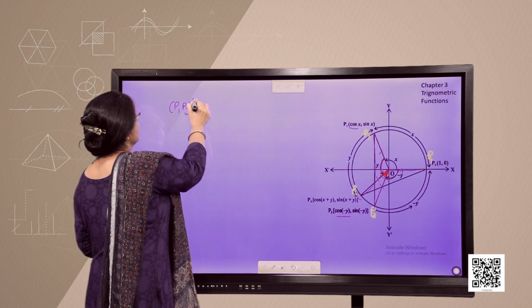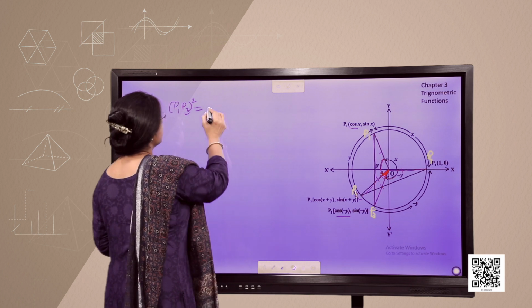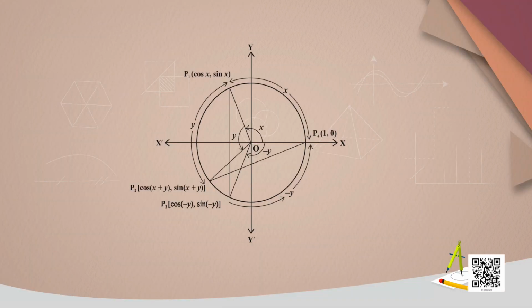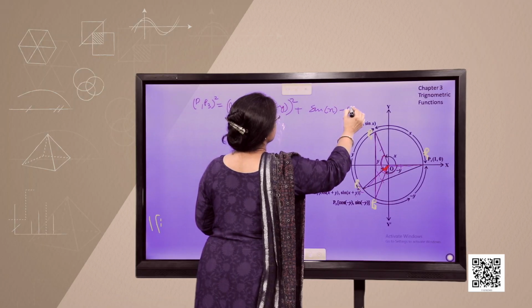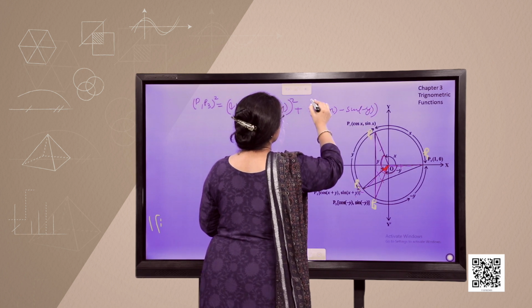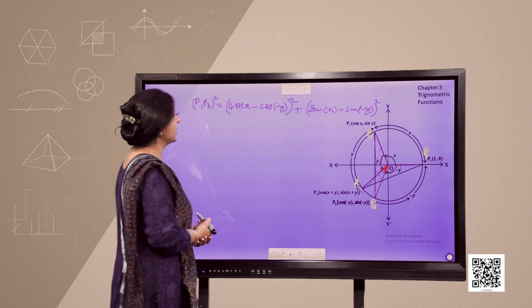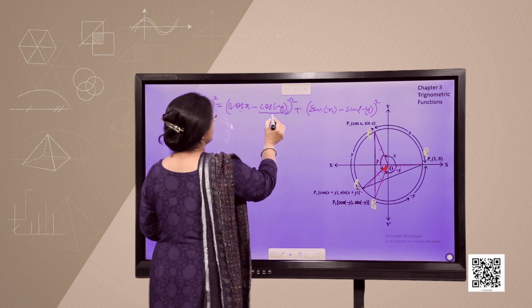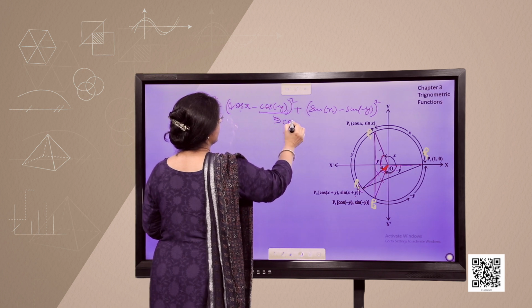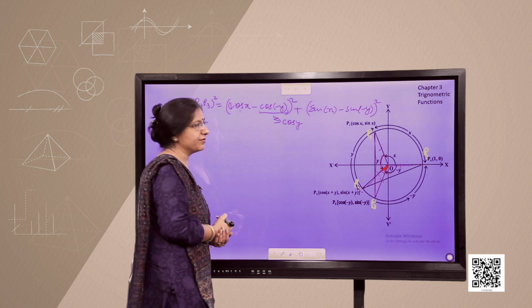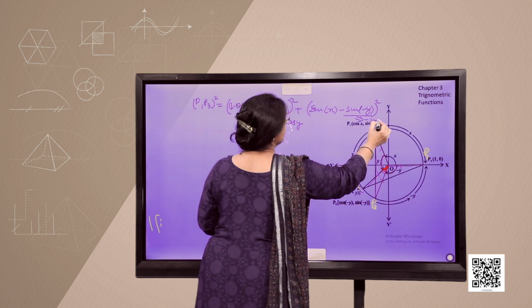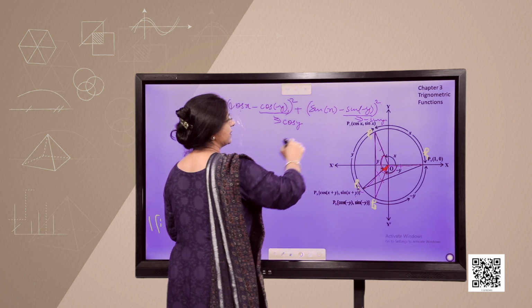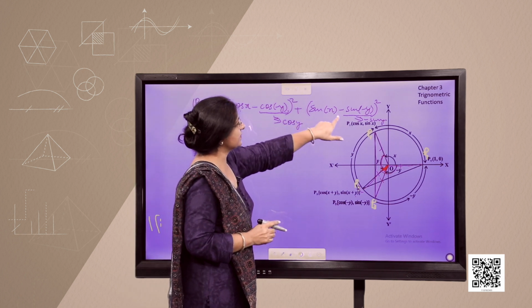P1P3 squared is equal to (cos x minus cos(-y)) whole square, and then (sin x minus sin(-y)) whole square. And before proceeding further, I would like to make it clear that cos(-y) can be replaced by cos y, because cos(-y) is in the fourth quadrant, which is positive, and sin(-y) can be replaced by negative sin y. This negative and this negative will make it positive. So, we will move according to sin x plus sin y.